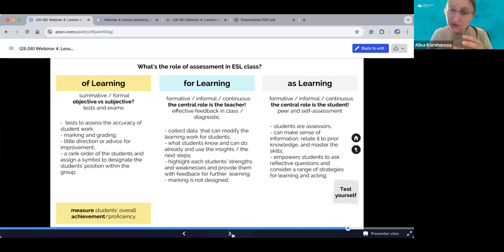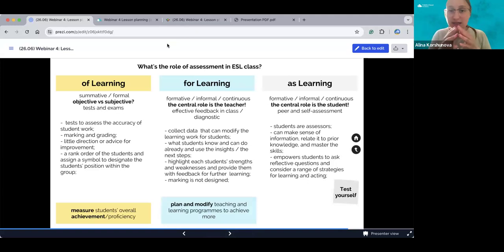We can assess our students. We can give them feedback, or we cannot give them feedback. We can just save that for ourselves. We don't need to give our students any marks or whatever. We just need to collect some information about their weaknesses and strengths in order to adjust our plans, in order to plan the following lessons better and to better consider their needs.